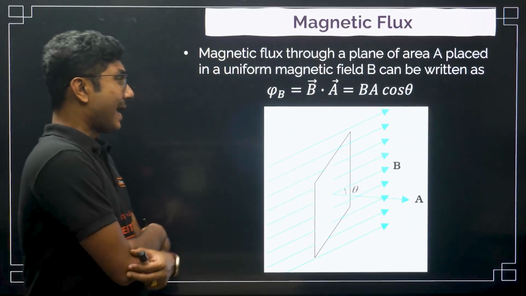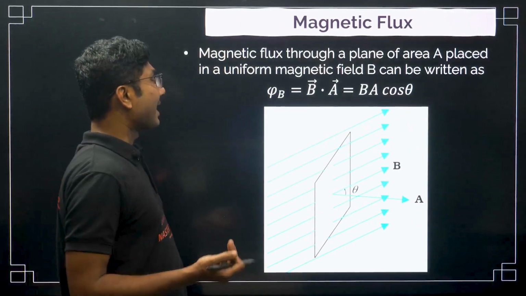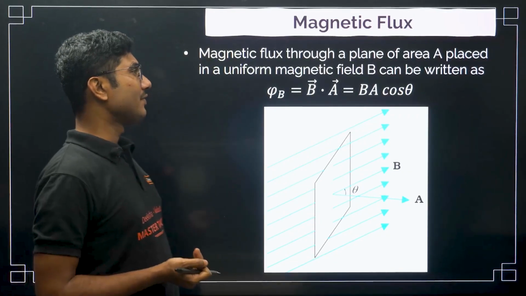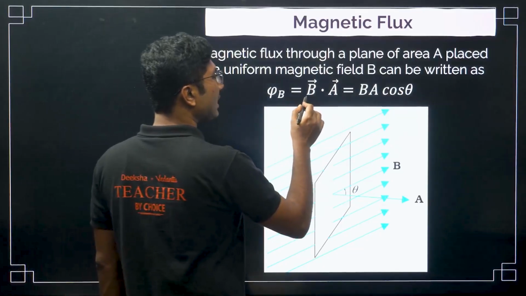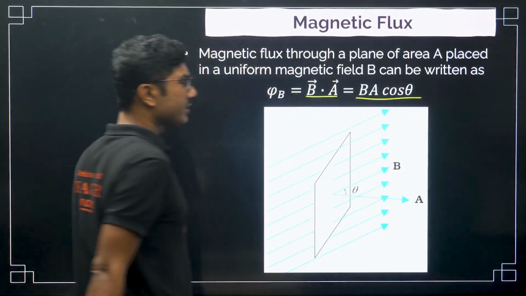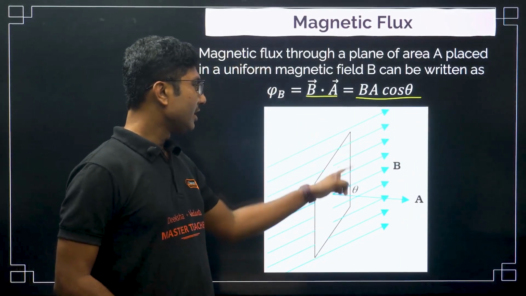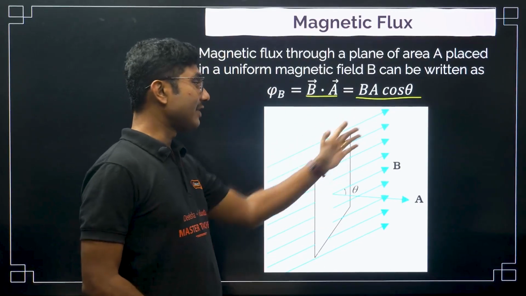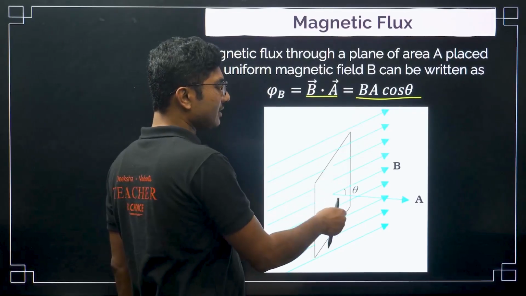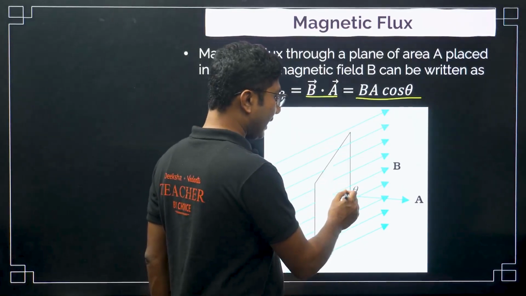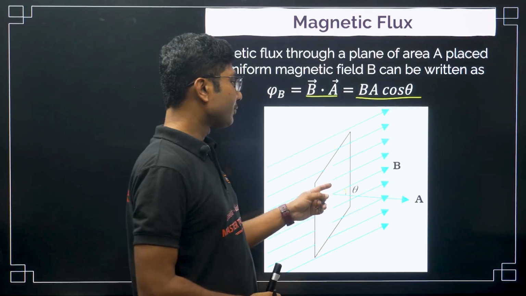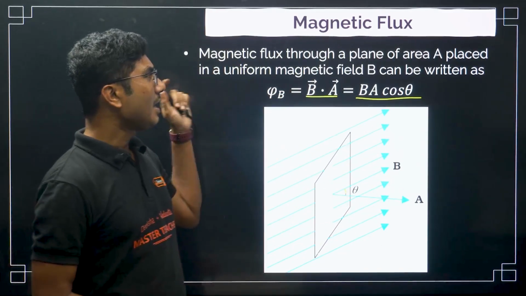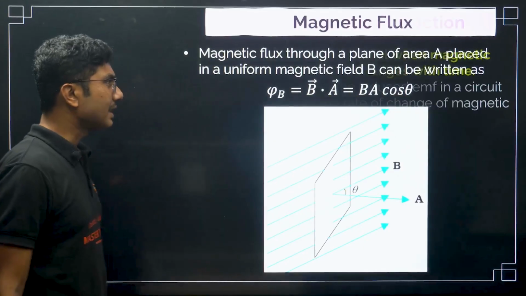Now let us define magnetic flux. Magnetic flux through a plane of area A placed in a uniform magnetic field B can be written as phi equals B dot A, or BA cos theta. If you see, there is a surface area through which magnetic field lines pass, and this surface is not perpendicular, it makes some angle with the magnetic field. If you calculate that angle, the magnetic flux will be given by BA cos theta. It's a scalar quantity.